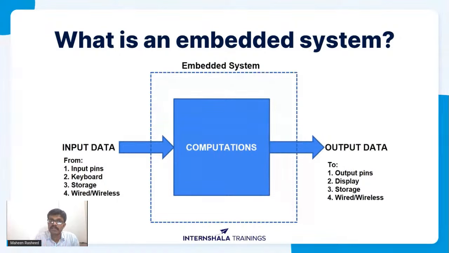So the embedded system receives data from some input source, like I have listed here: input pins, keyboard, storage, and wired or wireless communication sources. It receives this data and does some computations. And after doing some computations, it transmits this data to some place, like output pins, or maybe to display some image or some video, or maybe to storage, like saving the information on the hard disk, or maybe to a remote destination, like over the internet, through a wired or wireless communication medium.